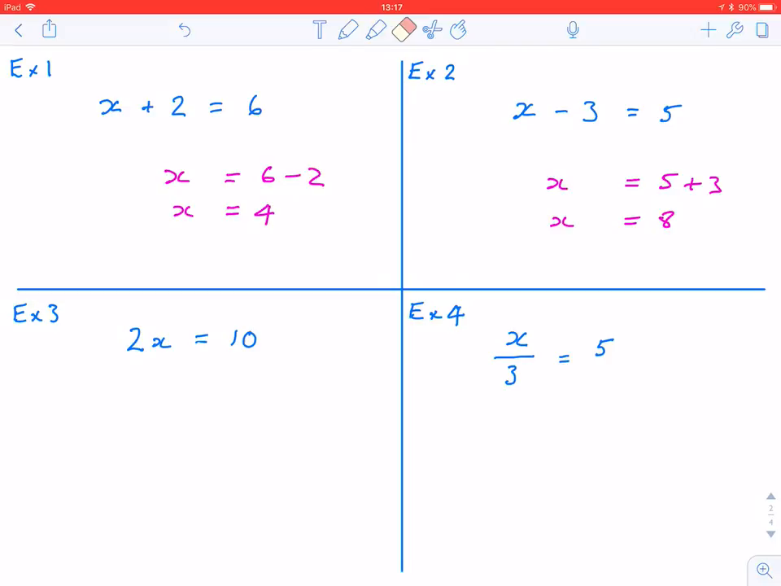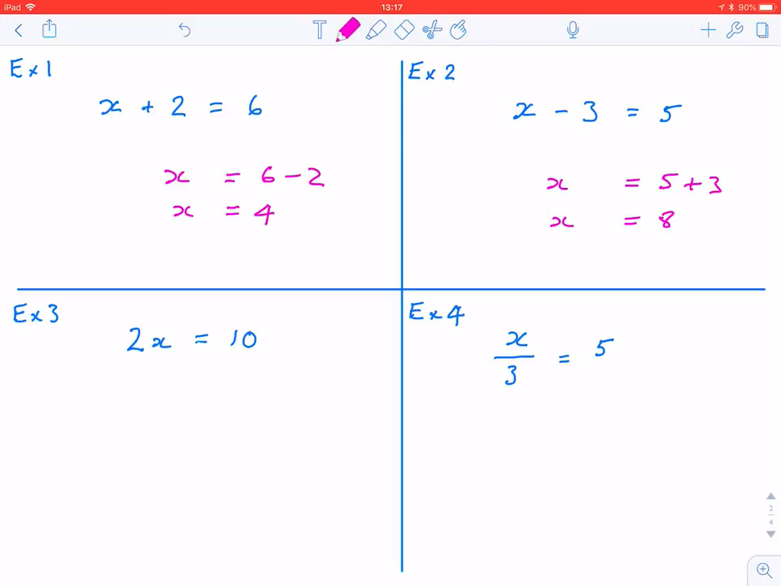Same for example 2. x minus 3 equals 5 becomes x equals 5 plus 3. So it looks as if I've just passed the minus 3 across the equal sign, but changed its sign. And that's what we do when we solve equations. We pass terms backwards and forwards across the equal sign, but you have to change their sign if you do so.